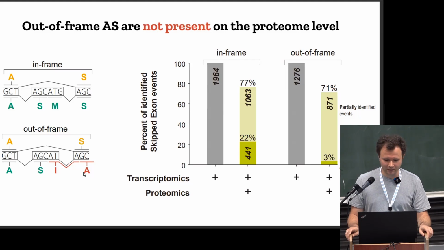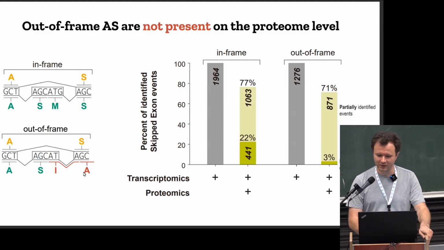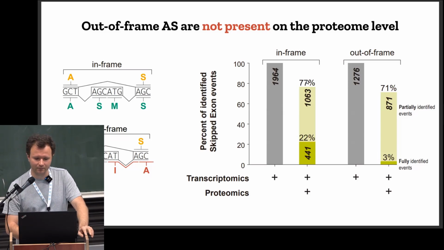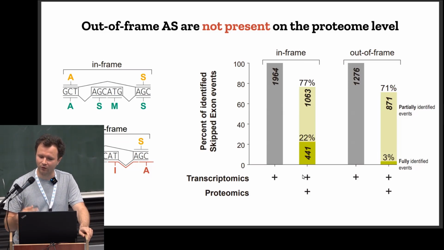And usually one of these alternatives is not going to be stable. Usually, introduction of the frame shift destroys the protein, and that's what we actually see. So in the case of in-frame alternative splicing, we do observe, like 22% of all in-frame translations do have support for both alternatives. We fully detect them, so we do observe both alternatives.